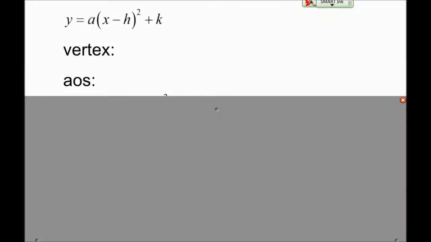In this video, I'm going to show you how to graph a quadratic when it's written in vertex form. So first of all, to identify an equation that's written in vertex form, we look at this. This is the general form we write it in. So we have y equals a times (x minus h) quantity squared plus k.